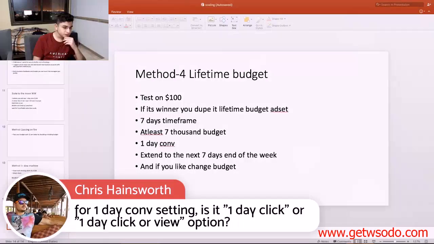For 1 day conversion setting, is it 1 day click or 1 day click or view option? Honestly, I tested them a lot of times. Like by a lot, I mean over hundreds of times, and no difference, nothing. So 1 day click is the standard. I use that. I found no difference.